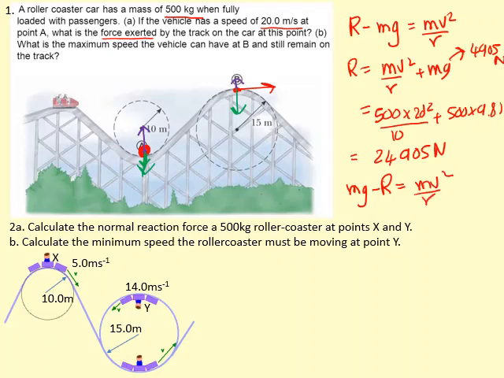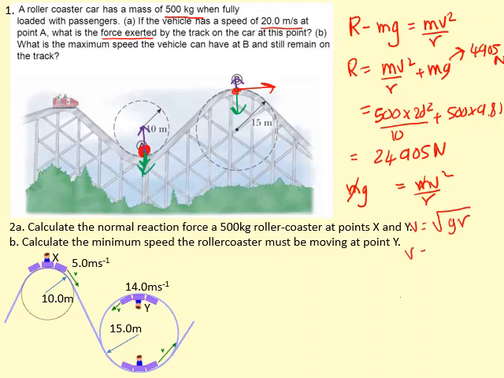But because we were talking about a situation where he loses contact with the track, what's going to happen is R is going to become 0. So we can rub out the R, and it's just mg equals mv squared over r. So we're talking about when he loses contact. So the m's cancel out, so you get the speed is equal to the square root of g times r.